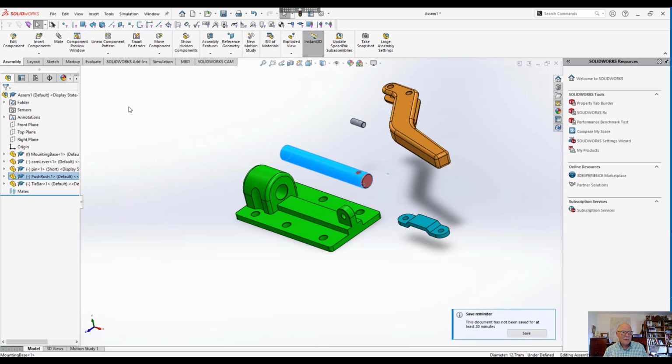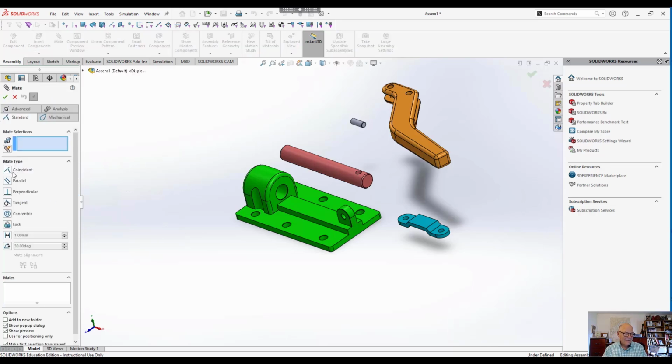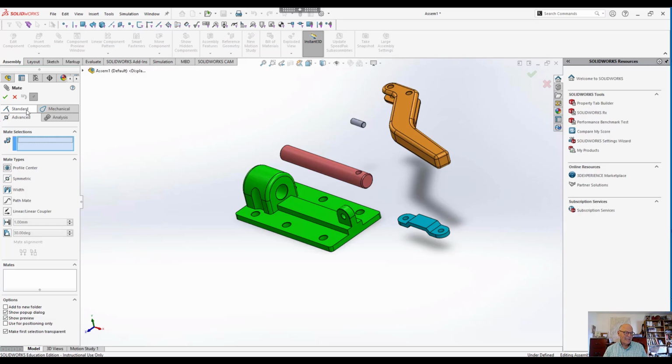So we're going to say we want to put a mate between that and that. If you go to the mate tool under assembly, it looks like a paper clip. You go up here, and these are the possible standard mates: coincident and concentric. Those are the only two we're going to use for this. There are also advanced mates. Now we would use the advanced mates or the mechanical mates in order to do certain advanced things, but for right now what we're going to do is just stick with the standard mates for what you're doing.